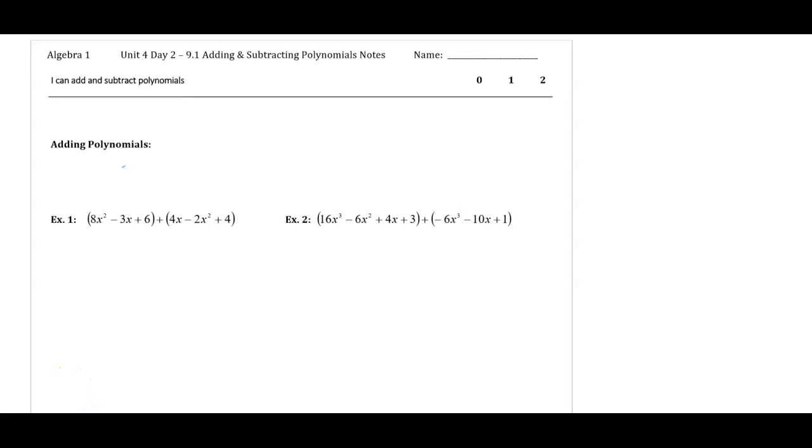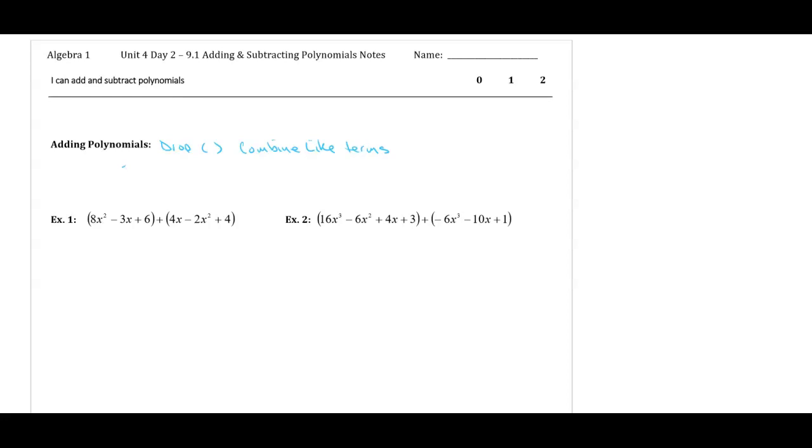So, lesson 1.2 is all about adding polynomials, okay? And then subtracting polynomials. When we add polynomials, basically what you're going to do is drop the parentheses and then combine like terms, okay? And remember, you can only combine terms with the same variable expressions. And you add or subtract the numbers in front, which we call the coefficients.